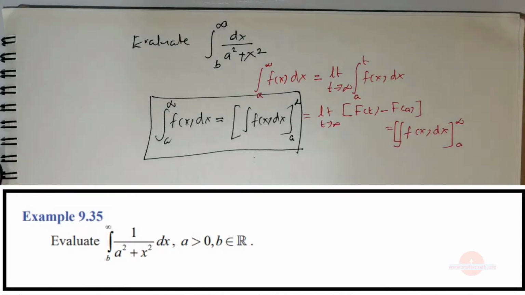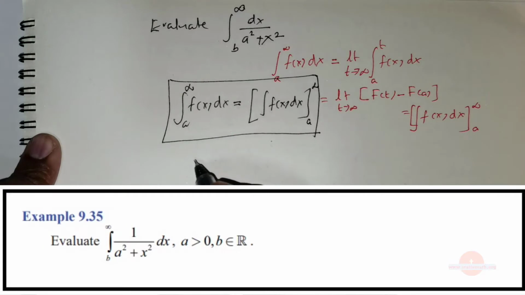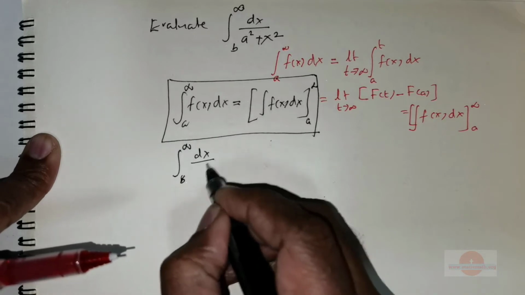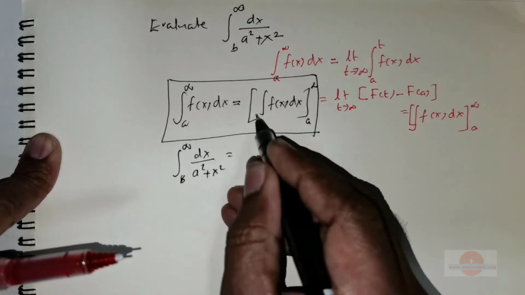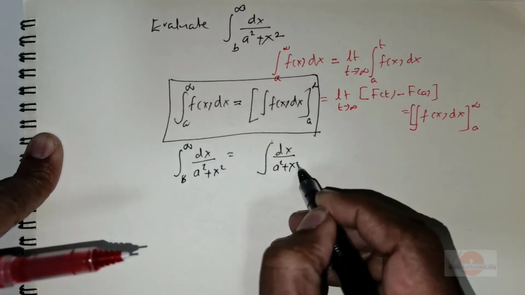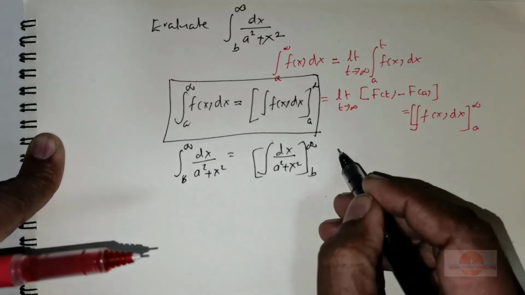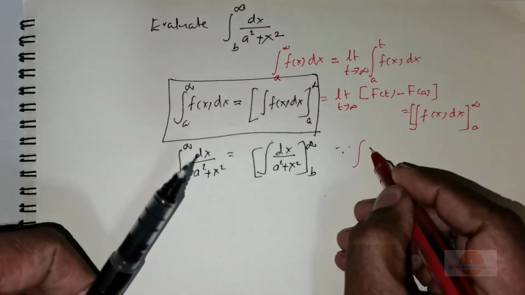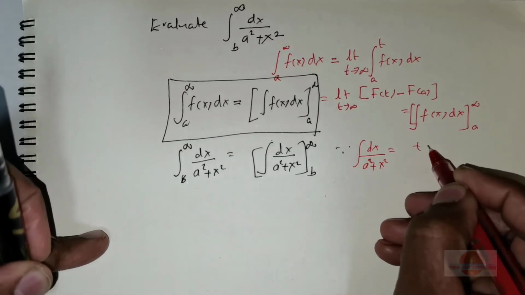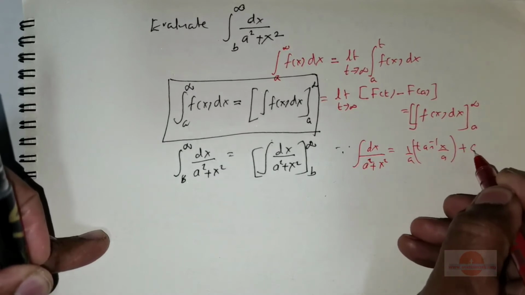Now since we are given this integral from b to infinity of dx divided by a squared plus x squared, I'm going to consider it first. Integral from b to infinity of dx divided by a squared plus x squared. The limits are from b to infinity. Now we already know that the integral of dx divided by a squared plus x squared is nothing but 1 over a, with 1 over a being a constant, times tan inverse of x over a, plus c.